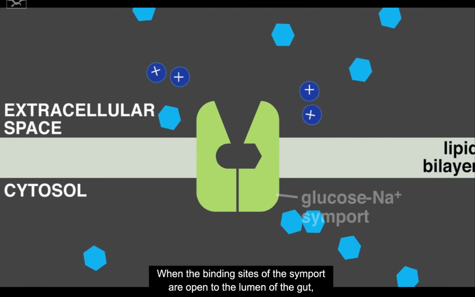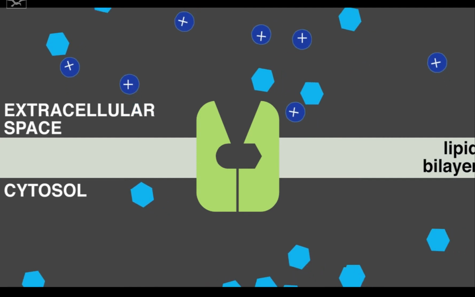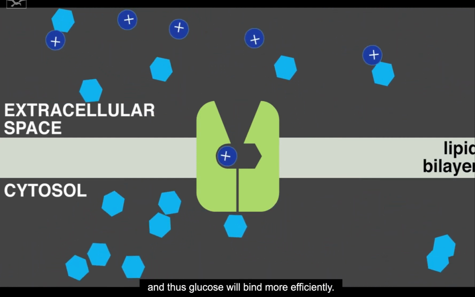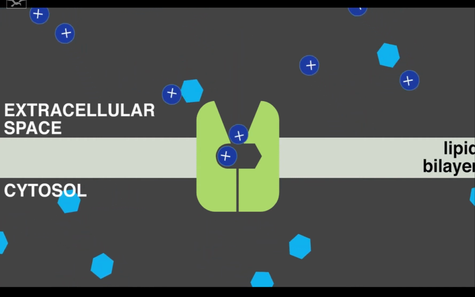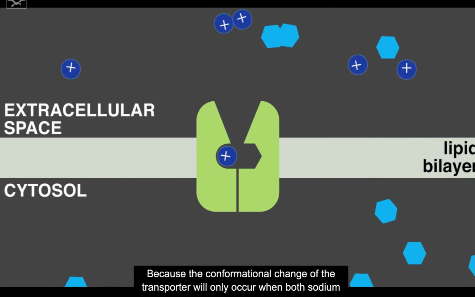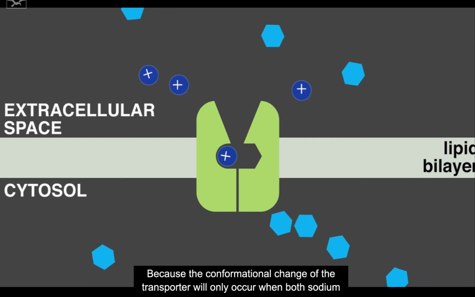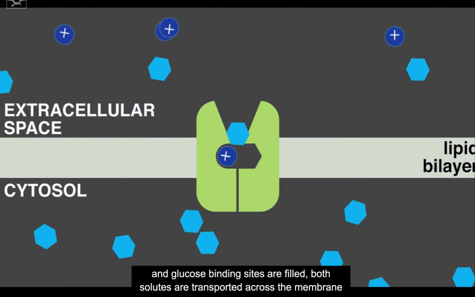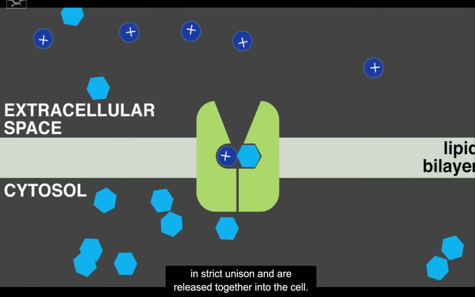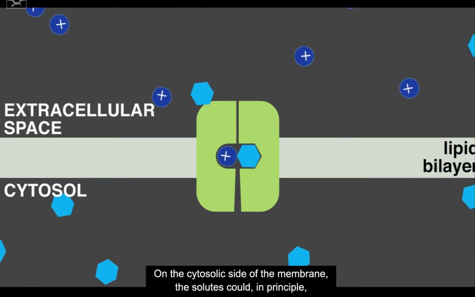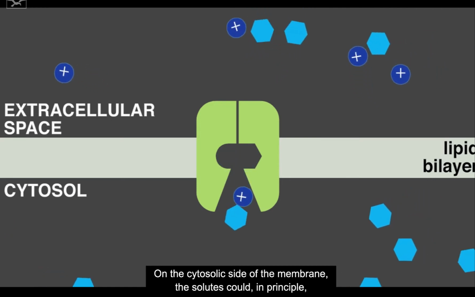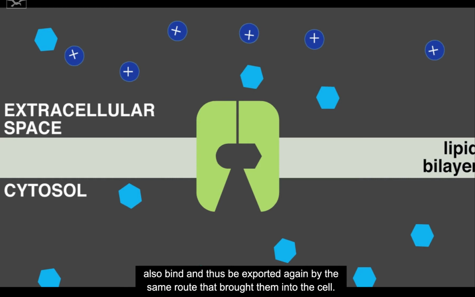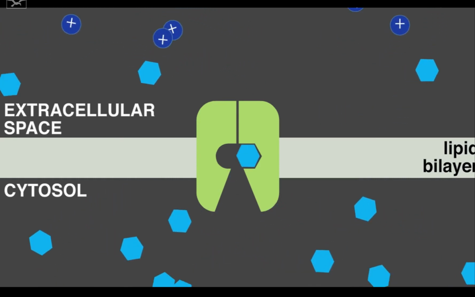When the binding sites of the symport are open to the lumen of the gut, the high sodium concentration makes sodium very likely to bind, and thus glucose will bind more efficiently. Because the conformational change of the transporter will only occur when both sodium and glucose binding sites are filled, both solutes are transported across the membrane in strict unison and are released together into the cell. On the cytosolic side of the membrane, the solutes could, in principle, also bind and thus be exported again by the same route that brought them into the cell.